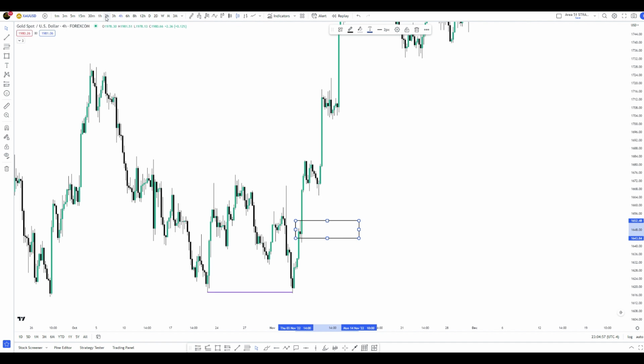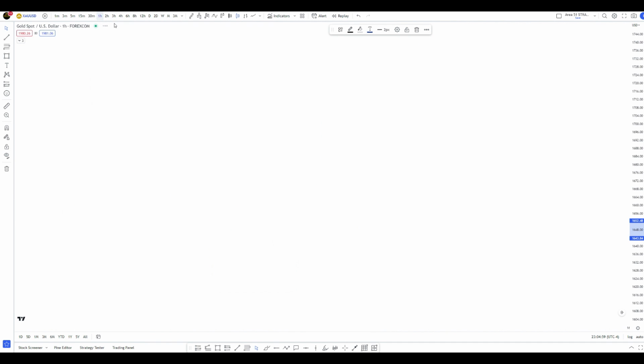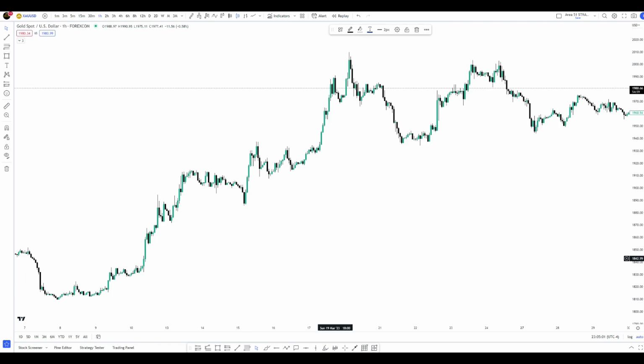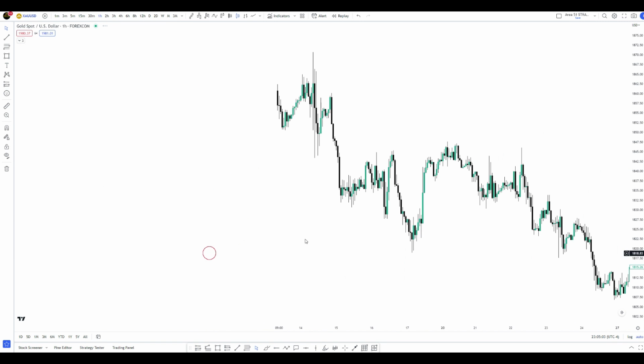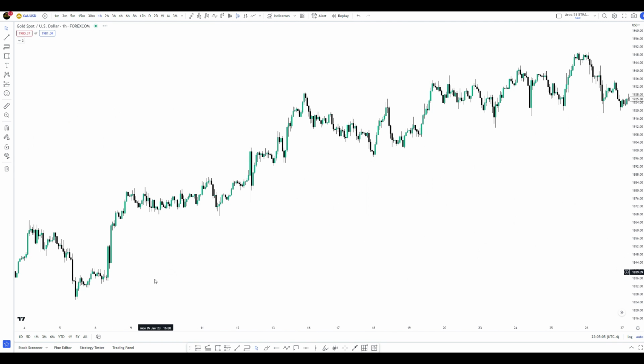If I go to the lower time frame, like the 1 hour, you're going to be able to see that this is a pullback, okay? Let me show you what it looks like. All right.